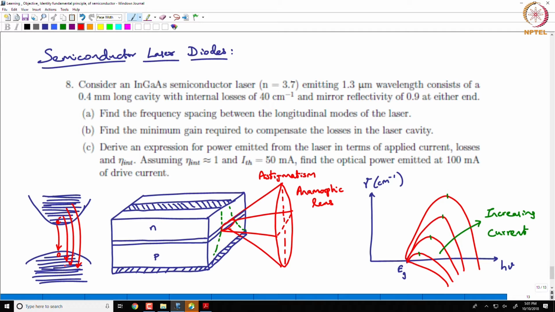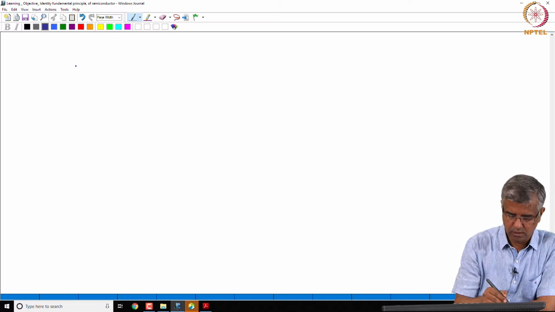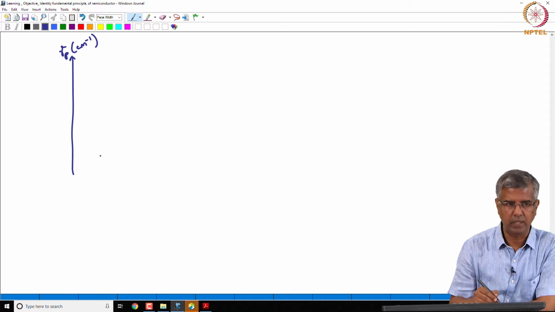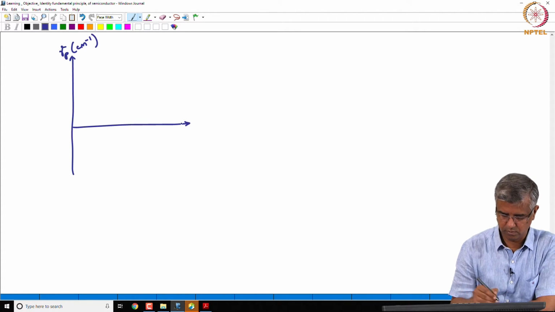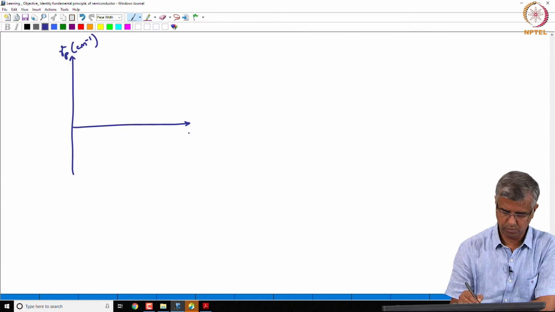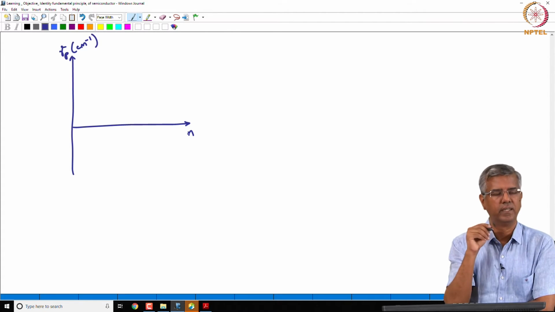Okay. So, now let us track here the peak gain in inverse centimeter, as a function of the electron density. There is a question there.